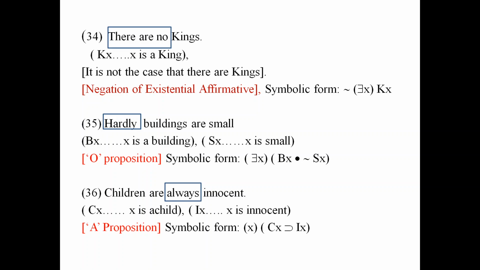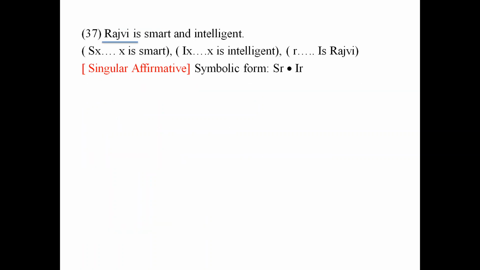Now 37th, Rajvi is smart and intelligent. Here Rajvi is the proper name and the connective is and. So Rajvi has two properties. She is smart and she is intelligent. It is singular affirmative proposition, and the symbol constant used for Rajvi is small r. For smart, predicate constant used is capital S, and for intelligent, capital I. So the symbolic form will be capital S small r dot capital I small r.